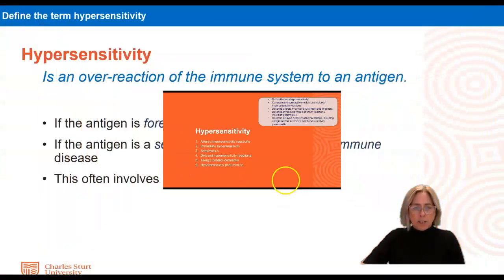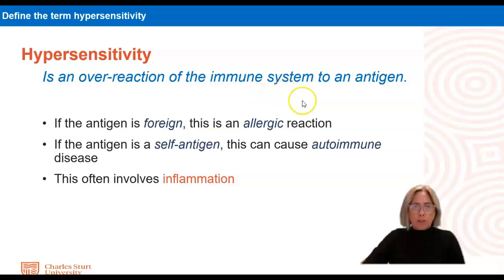Now, hypersensitivity is an overreaction of the immune system to an antigen. If that antigen is foreign, then it's known as an allergic reaction. And if the antigen is a self-antigen, this can cause autoimmune disease. And hypersensitivity reactions often involve inflammation. Now, in your textbooks or your readings, if it mentions hypersensitivity and it doesn't actually specify that it's an autoimmune reaction, then they're usually talking about an allergic reaction.